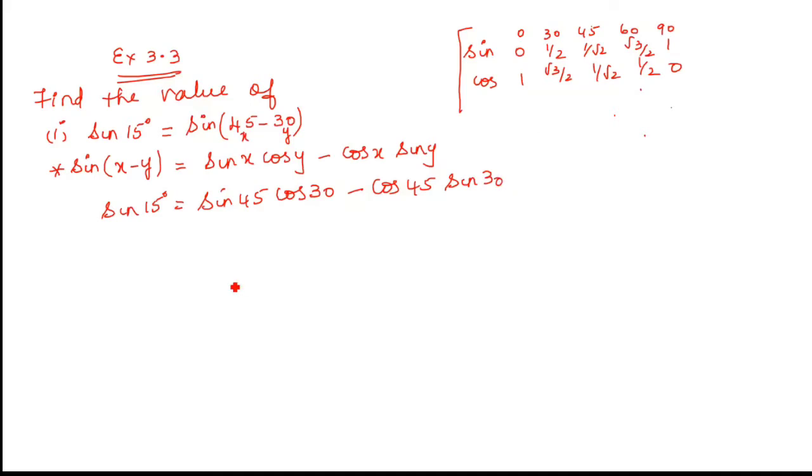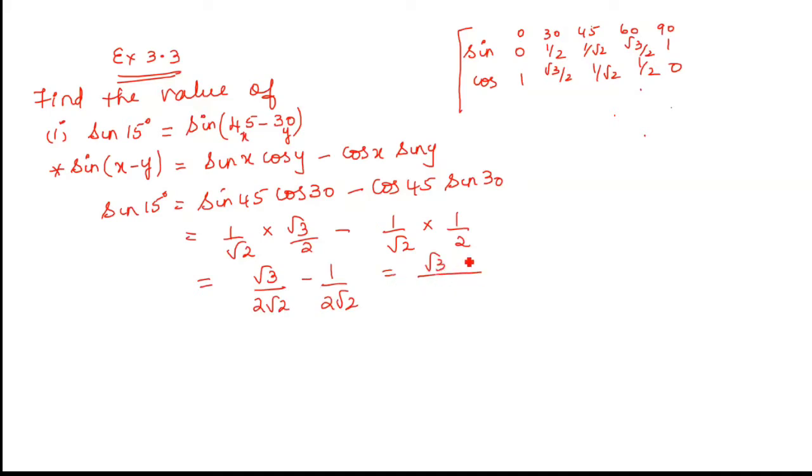Now substitute the values which you know. Sin 45 you know is 1 by root 2, into cos 30 which is root 3 by 2, minus cos 45 which is 1 by root 2, sin 30 is 1 by 2. So what is your answer? This is equal to root 3 by 2 root 2 minus 1 by 2 root 2. Denominator is same, so I can write the numerator: root 3 minus 1 by 2 root 2. So therefore you found sine 15 degree.